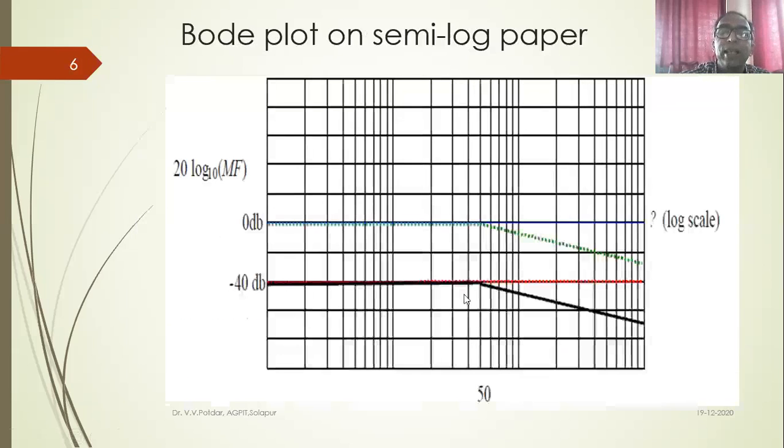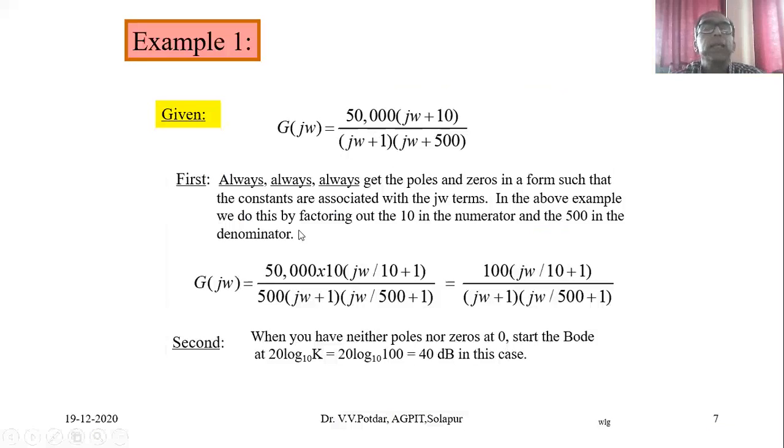So these are the lines I need to draw. At corner frequencies, I need to draw the lines of those slopes. Let us take a bit complicated example. Quickly, we'll do this. If I got a transfer function, G(s) = 50,000(s + 10)/((s + 1)(s + 500)). This is the transfer function in s domain that we will be obtaining.